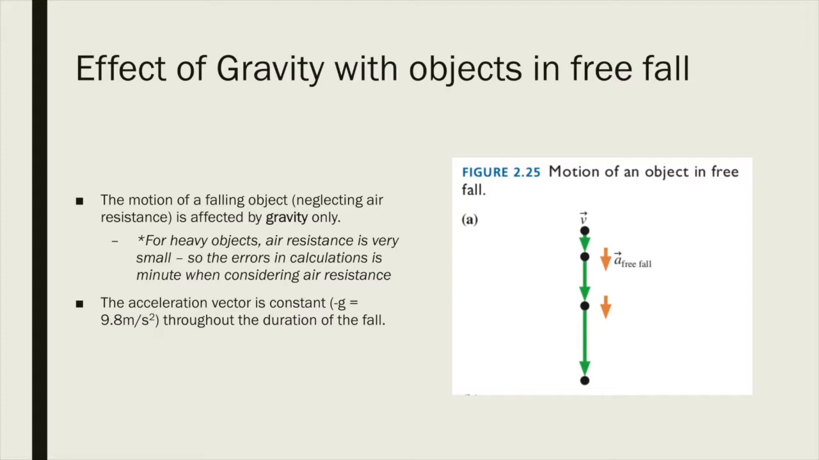So what I showed here in the image is the acceleration vector is constant, and that constant is gravity, or in this case, negative g. To be more specific, it's negative 9.8 meters per second squared.